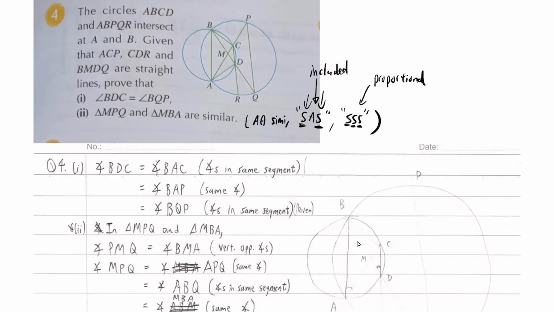Anyways, first angle found. So now we need the second angle. What's the second angle? Angle MPQ. We're trying to show that MPQ is equal to MBA. MPQ here, MBA there. So why are they equal? Because first, MPQ is actually the same as APQ. They are the same angle, because P, M, and A are on the same straight line. So if you have APQ, then it must be the same as ABQ. Why? Angles in the same segment, because it's in the big circle.